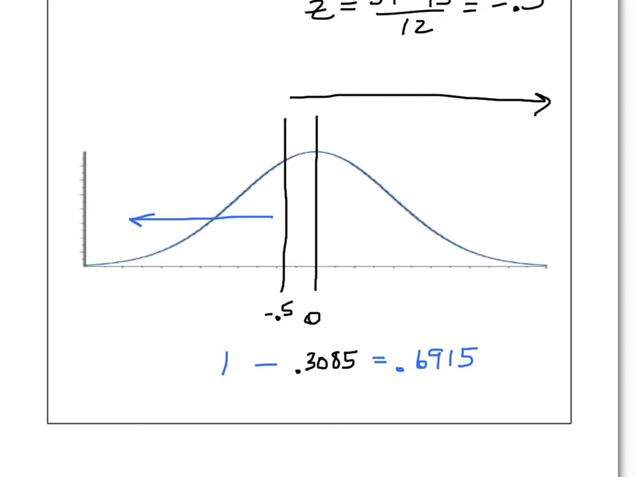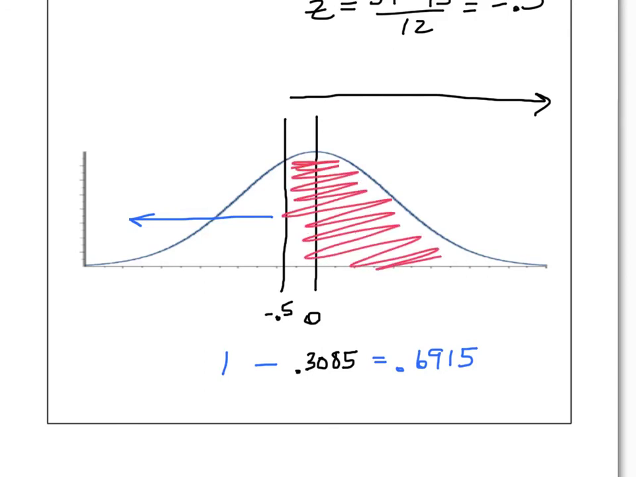0.6915. Now, if you look at your area, this is your area underneath the curve. Does it look closer to 30% of the curve or 69% of the curve? Well, it's way more than half, because remember, 0 is at half. So that's 69% of your curve.